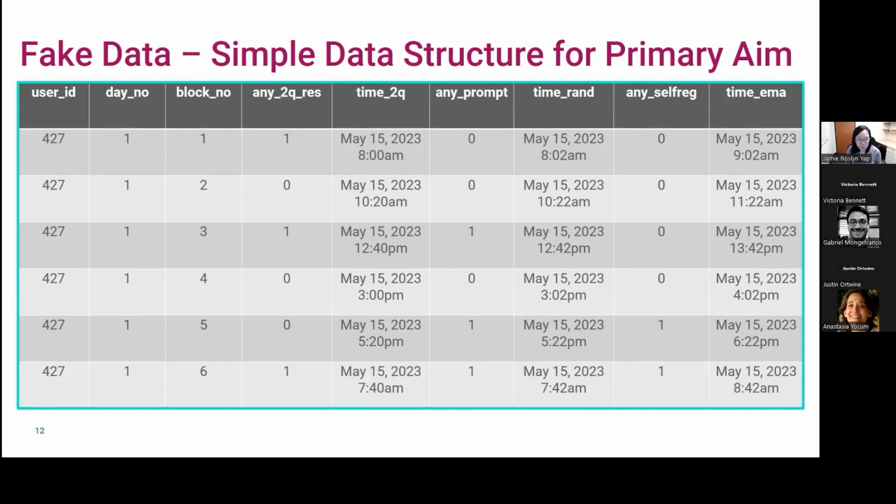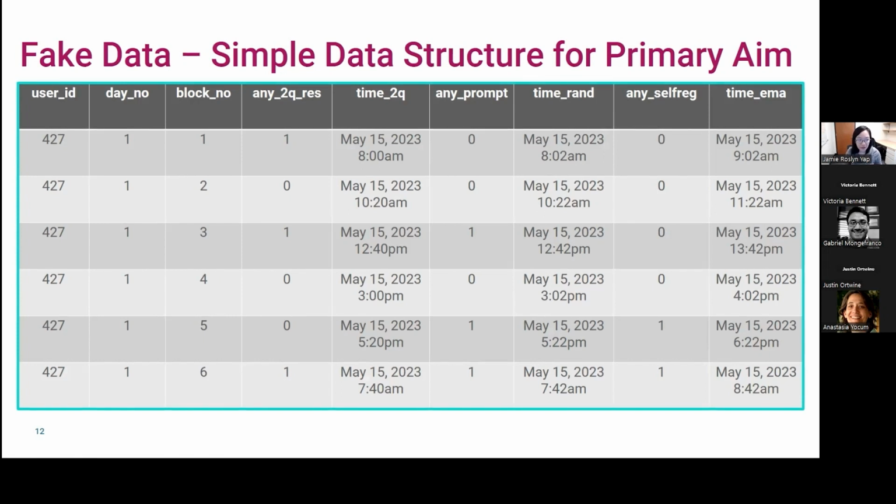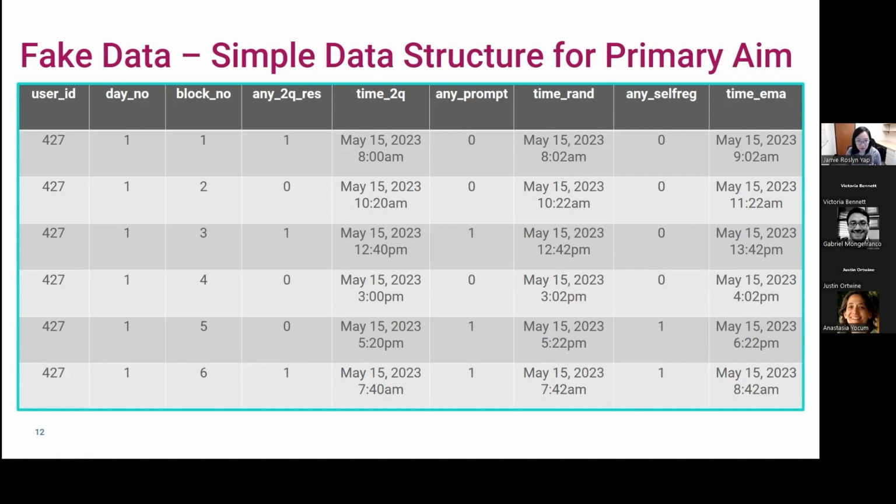It's actually quite simple. But here's the kicker. In order to arrive at a simple data structure such as this, that's good to go, all set for data analysis for the primary aim, it actually requires a data curation approach that takes into account at least two things. One, the idiosyncrasies of the different data sources, and there are multiple data sources. And two, the nuances of the complex study design.